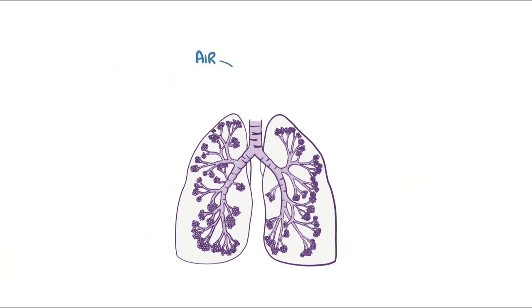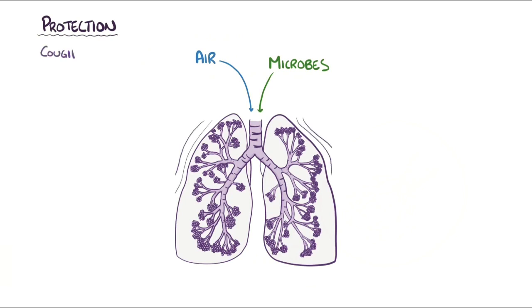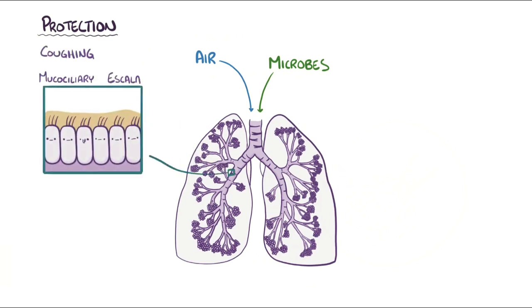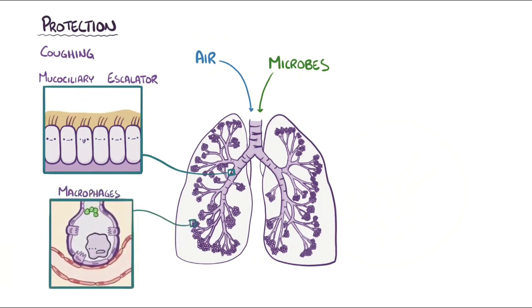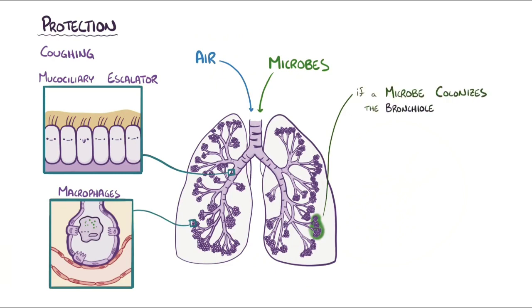Now, in addition to air, you're constantly breathing in other stuff, like microbes. But we're usually pretty good at protecting ourselves. For example, we have mechanical techniques, like coughing, a mucociliary escalator that lines the entire airway and moves out larger bacteria, and macrophages that are nestled deep inside the alveoli and ready to destroy anything that lands there. But sometimes a particularly nasty microbe might succeed in colonizing the bronchioles or alveoli. And when that happens, congratulations, you've got pneumonia.